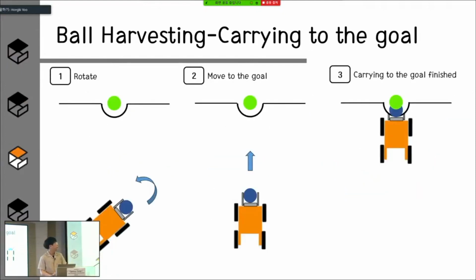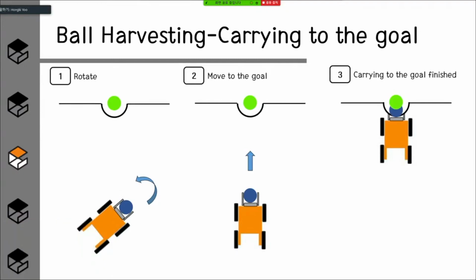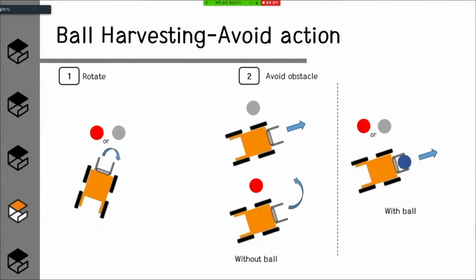Next is carrying to the goal algorithm, but it is very similar to the approaching ball algorithm. But the target is changed. It is goal area, not the blue ball. And this is avoid action. Robot rotates first, and when the robot without ball tries to avoid the red ball, it revolves. But in other cases, the robot goes straight.